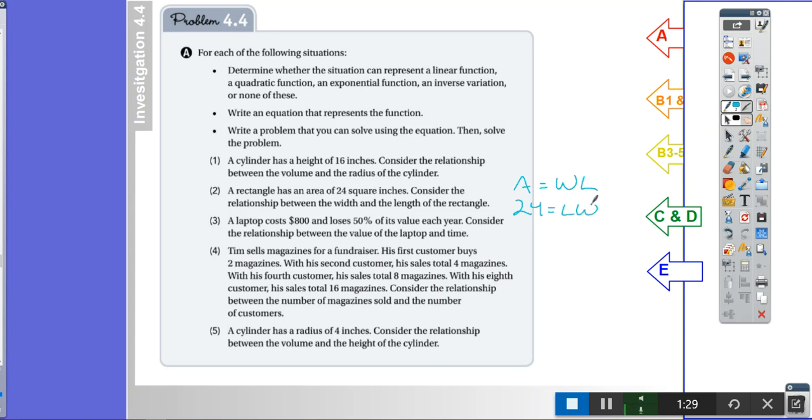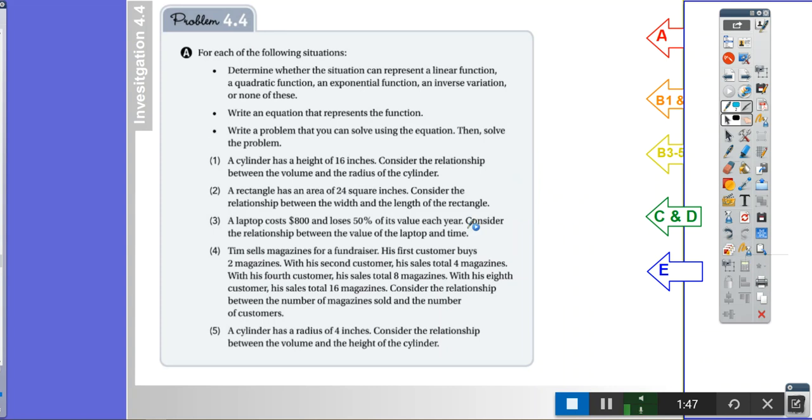Sorry for transposing those. And we know that an inverse variation has the 2 variables multiplied together, and it will always equal a constant, in this case, 24. So we have an inverse variation.